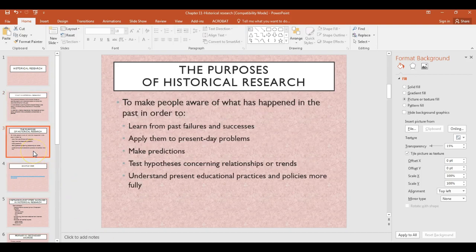Now, there are specific elements in historical research, and in order to reach the elements, you have to understand the purpose why. And it's basically to learn from the past, like I said, apply it to present day, teach practitioners new things and lessons from things that happened in the past, and make predictions of what might happen in the future for present events based on what happened in the past.